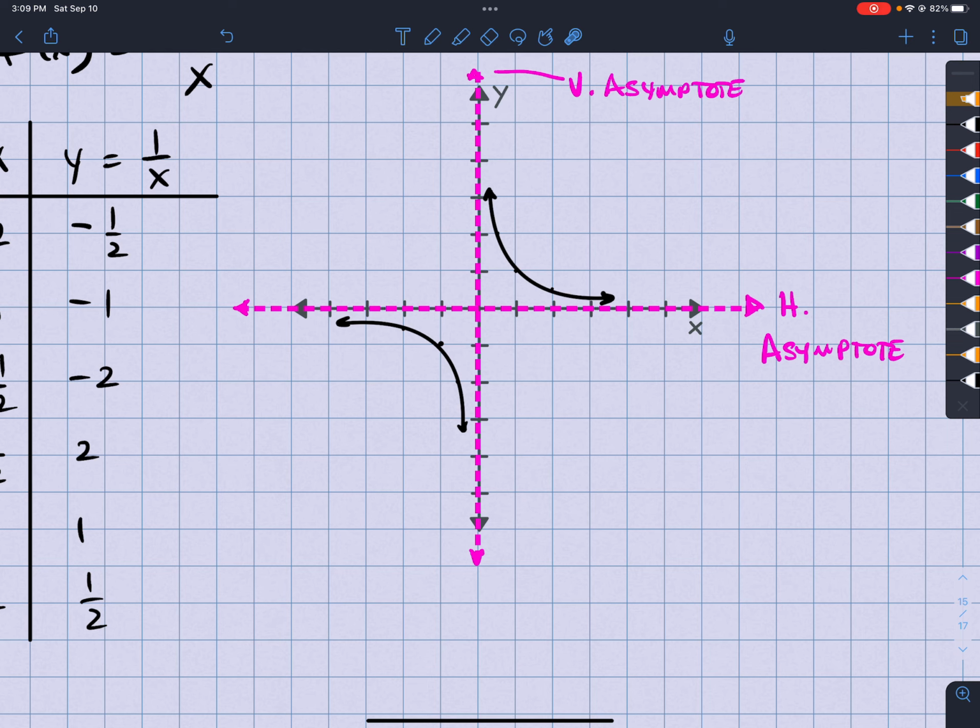So if you look at this, notice that the domain is going to go from negative infinity to 0, and then from 0 to positive infinity. The range, however, is the same thing. It's going to go from negative infinity towards 0 without touching 0, and then not touching 0 all the way to positive infinity is the range.